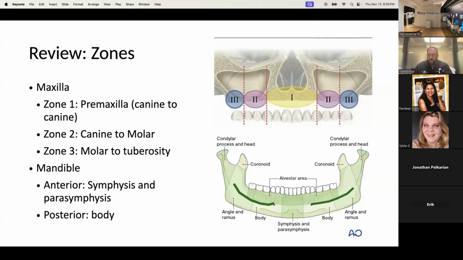If you don't remember the zones, zone one in the maxilla is canine to canine. Zone two in the maxilla is the distal half of the canine to the mesial of the molar, and zone three is from first molar back. On the mandible, the anterior zone is between the mental foramina, and then the posterior body of the mandible is from the mental back. So if we can have support in all 3 zones of the maxilla and both zones of the mandible, that's what we should shoot for. And usually this requires at least 4 to 6 implants and usually either straight or tilted approaches.